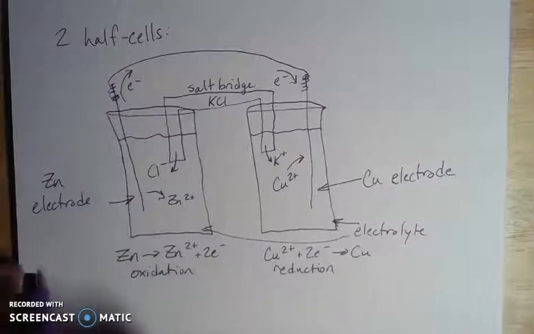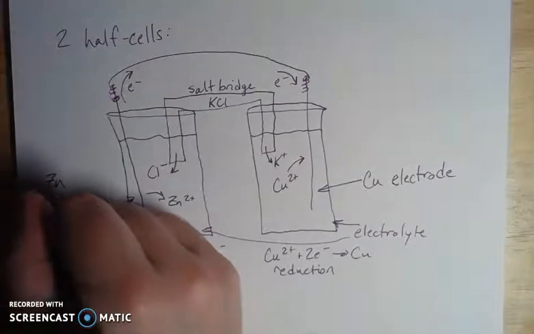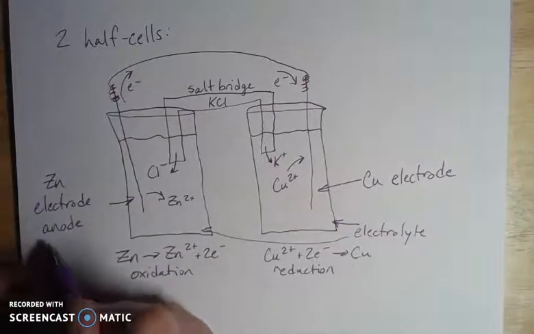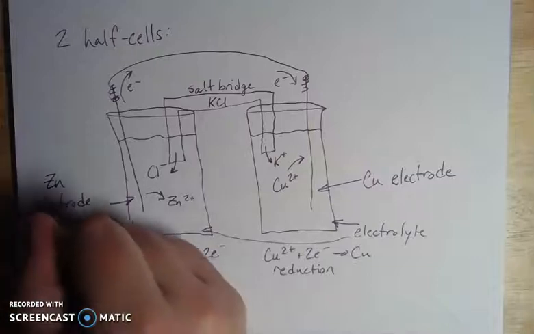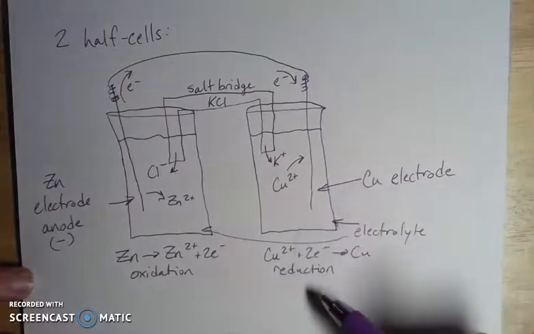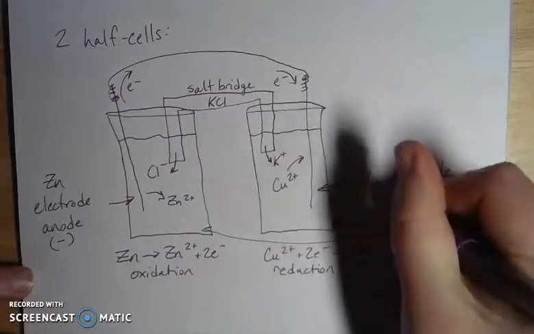So a couple vocab terms, just to make sure that we have some clarity on what does what. The zinc electrode that's undergoing oxidation we call the anode. So if you've heard of an anode of a battery, that's what we're talking about here, one of the electrodes. So the anode, for our purposes, is negatively charged, and it's the one that undergoes oxidation. The electrode that's undergoing reduction we call the positive electrode, and it's called the cathode.